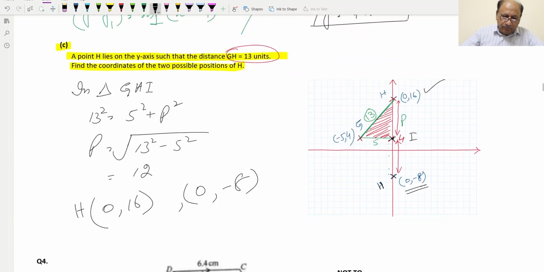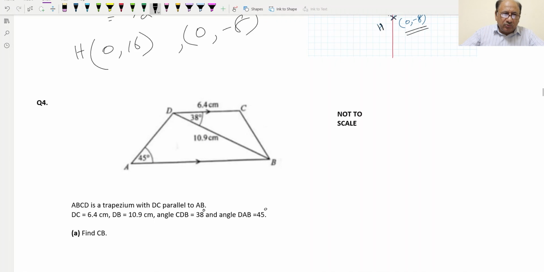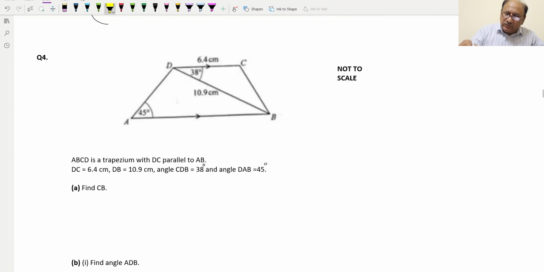Hopefully you understood this. Now this is question number 4, and the question 4 diagram is provided, which is not to scale. ABCD is a trapezium with DC parallel to AB, and DC is equal to 6.4 centimeters, and DB is equal to 10.9 centimeters. Angle CDB is equal to 38 degrees, and angle DAB is 45 degrees, so this angle is 45.